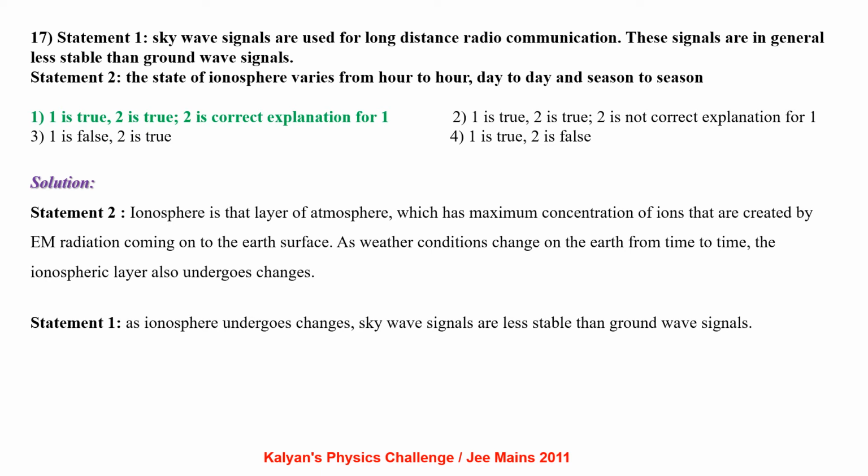Ionosphere is that layer of the atmosphere which has a maximum concentration of ions that are created by electromagnetic radiation coming onto the surface of the earth. As weather conditions change on the earth from time to time, the ionospheric layer also undergoes changes. So statement 2 is correct. As the ionospheric layer undergoes changes, the skywave signals are less stable than the ground wave signals.